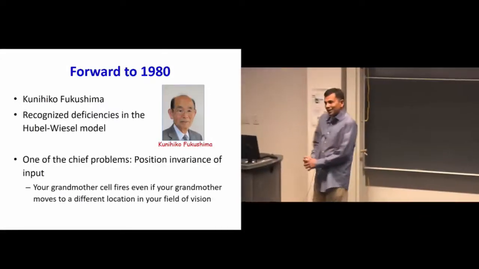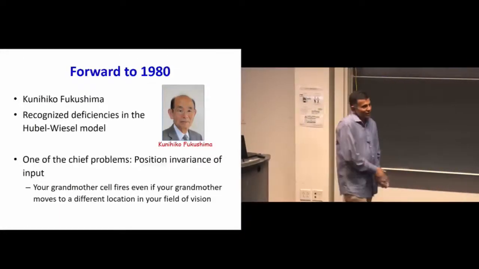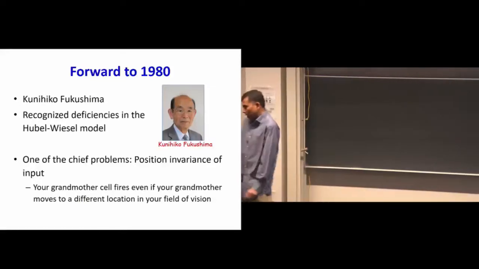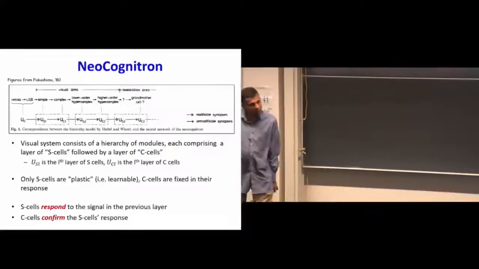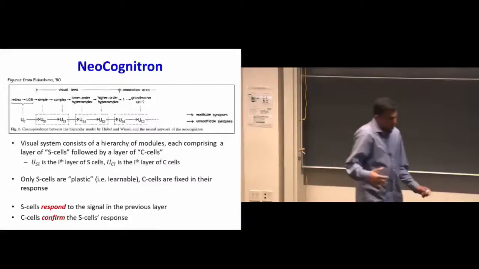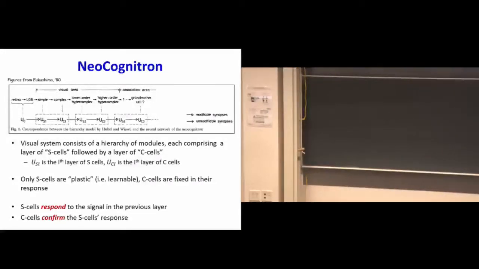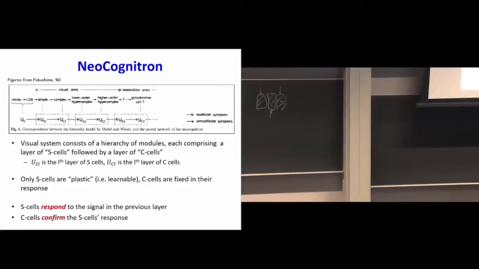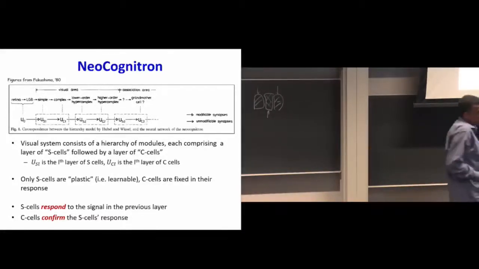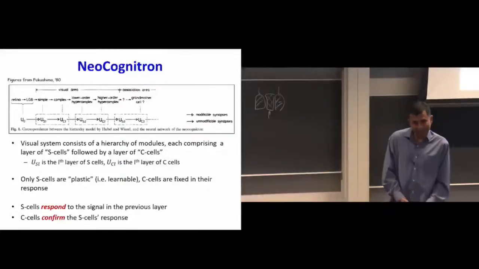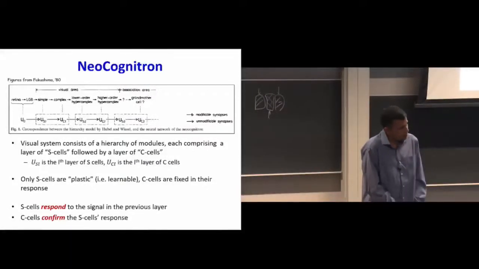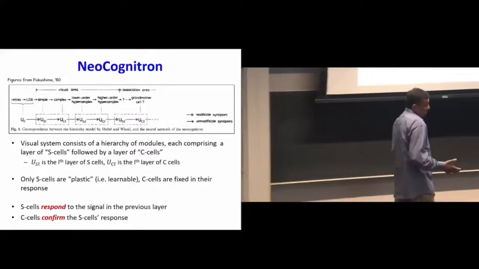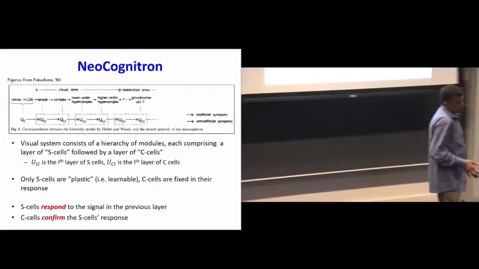Now the point is, there can't be just one grandmother cell, right? Because regardless of the position of granny in the room, that cell's going to respond. So Fukushima's model tried to overcome this deficiency. He actually came up with a computational model which looks like this. He says the visual system consists of a hierarchy of modules, each comprising a layer of S cells, standing for simple cells, named after Hubel and Wiesel's model, and followed by a layer of C cells, standing for complex cells.